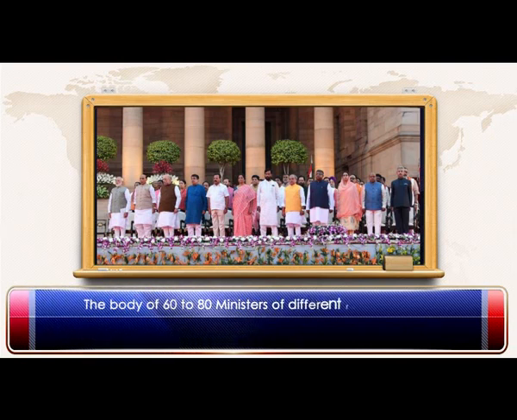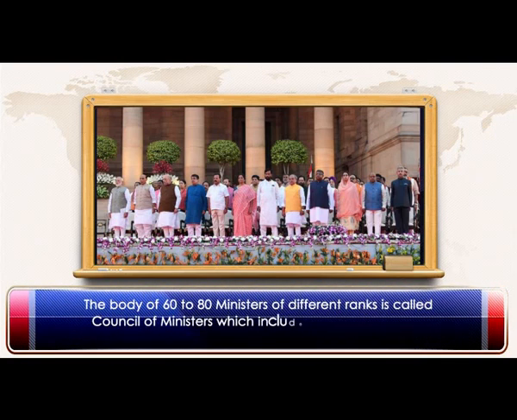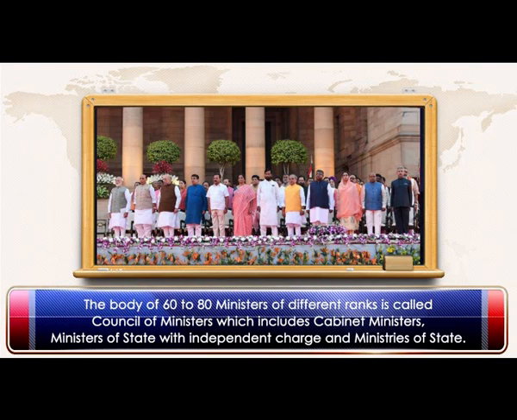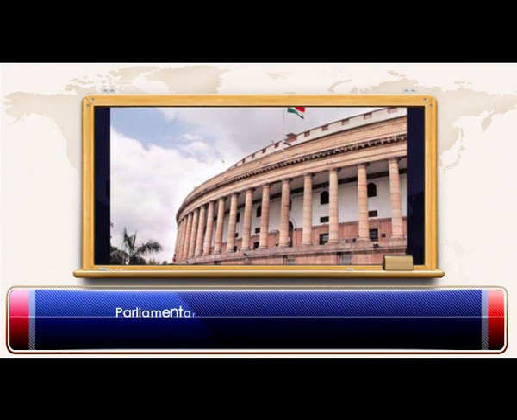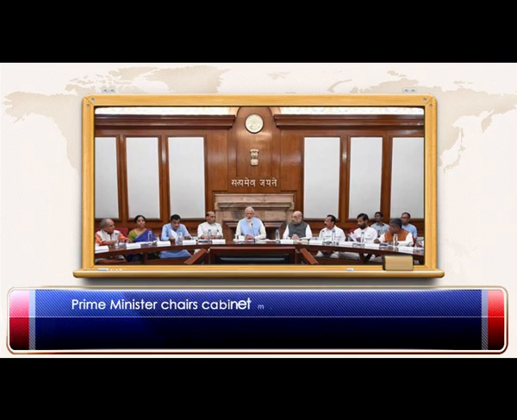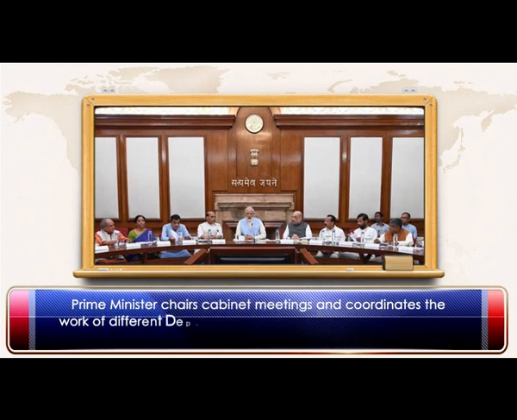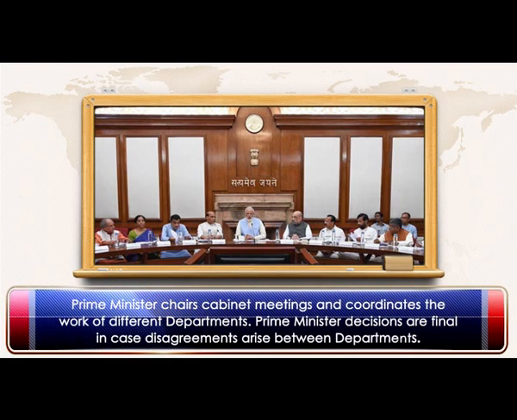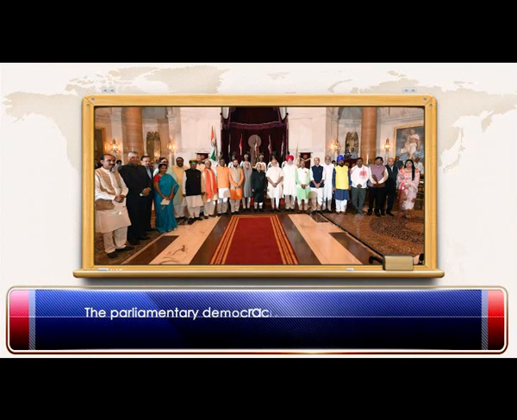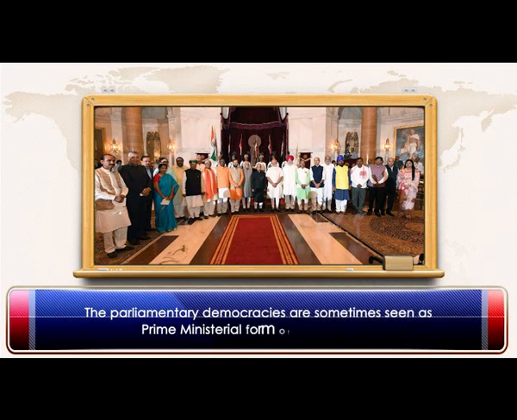The body of 60 to 80 ministers of different ranks is called Council of Ministers, which includes cabinet ministers, ministers of state with independent charge, and ministers of state. Parliamentary democracy in most countries is often known as the cabinet form of government. Prime Minister chairs cabinet meetings and coordinates the work of different departments. Prime Minister's decisions are final in case disagreement arises between departments. If the Prime Minister quits, the entire ministry quits. The parliamentary democracies are sometimes seen as prime ministerial form of government.